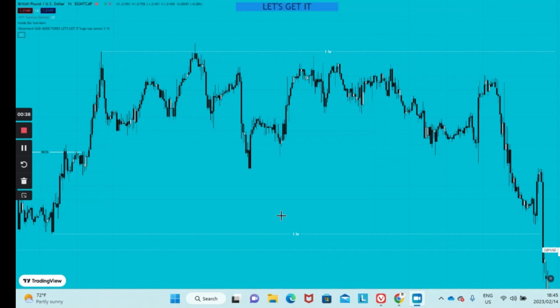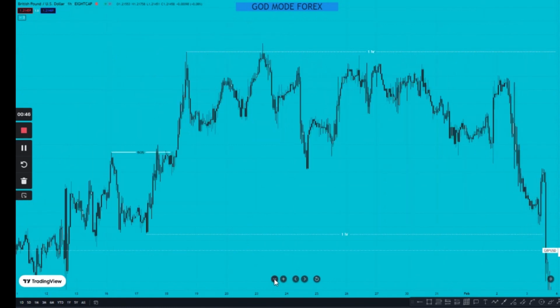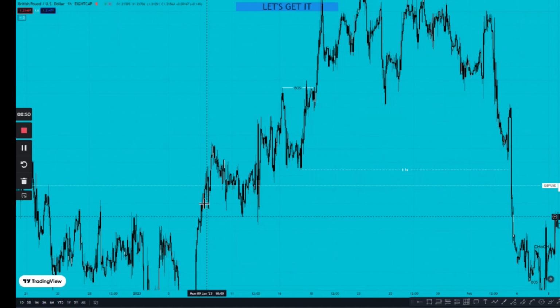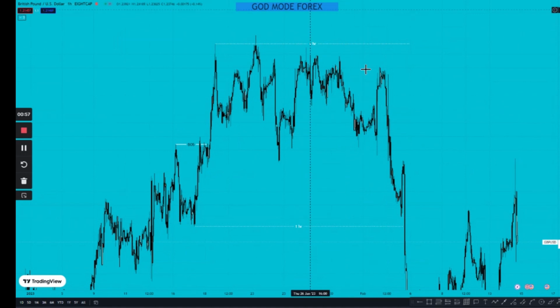As you can see, guys, we are on the 1 hour time frame, and we were actually on an uptrend. The market was pushing up, creating higher highs and higher lows. And then right here, this was our range. Then the market broke that range.